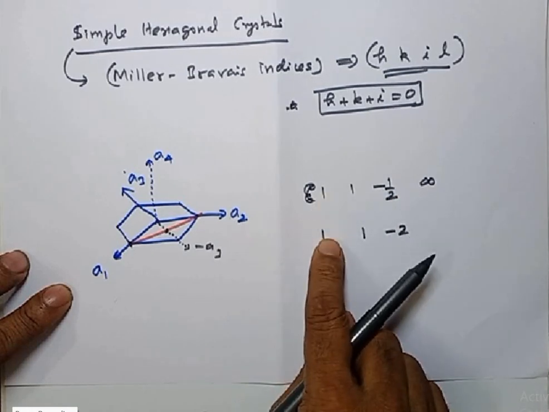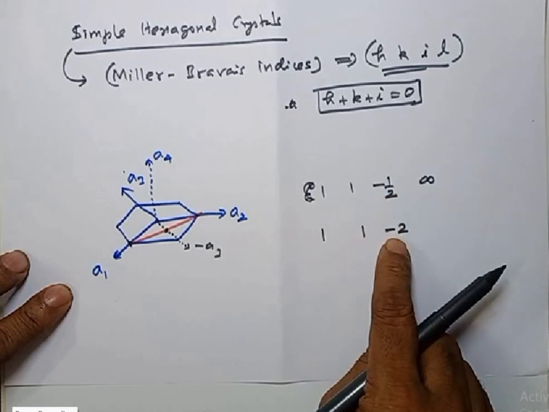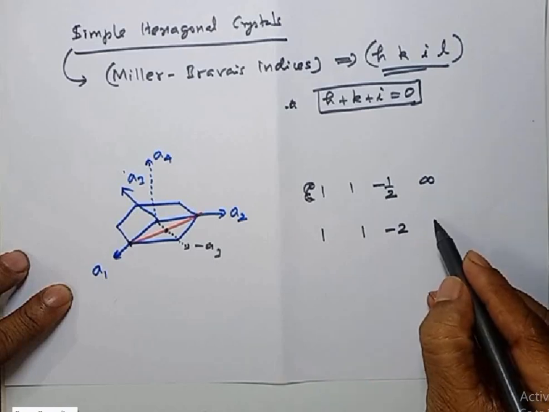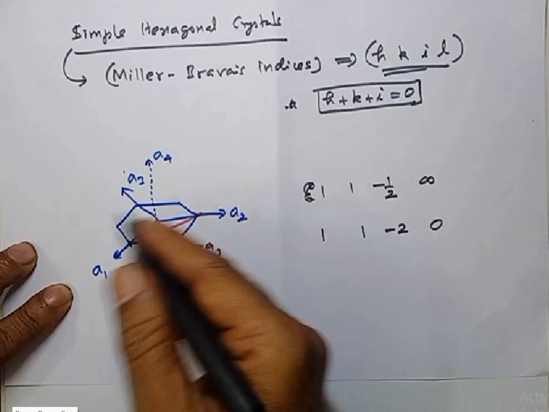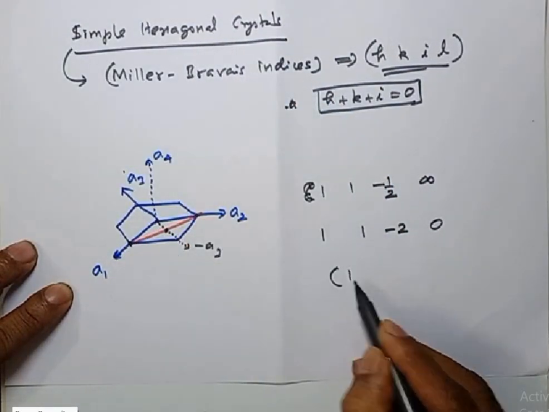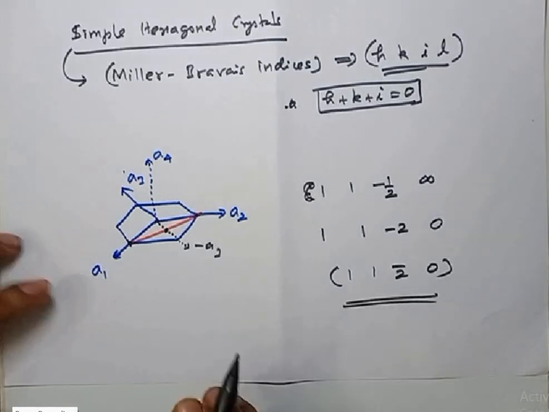Reciprocal of 1 is 1. Reciprocal of 1 again is 1. Reciprocal of minus 1 by 2 is minus 2. Reciprocal of infinity is 0. Therefore the Miller-Bravais indices for this plane is 1 1 bar 2 0. Take note. It's very simple.